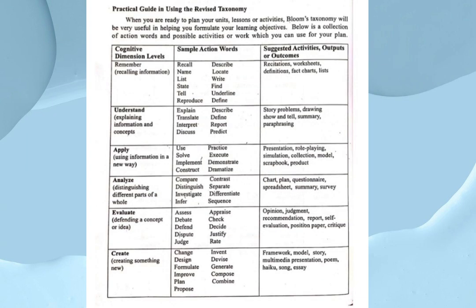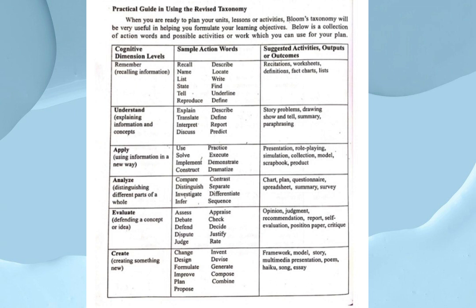And now, let's move on to the practical guide in using the revised taxonomy. When you are ready to plan your units, lesson, or activities, Bloom's taxonomy will be very useful in helping you formulate your learning objectives. Below is a collection of action words and possible activities or work which you can use for your plan. Cognitive dimension levels.